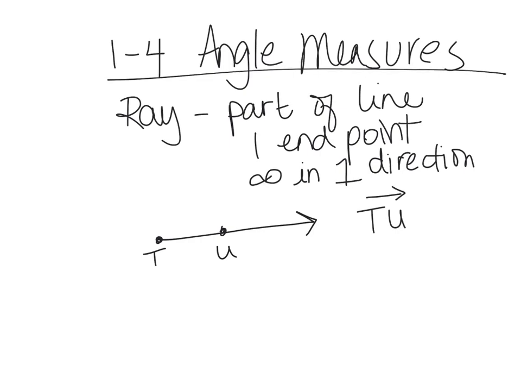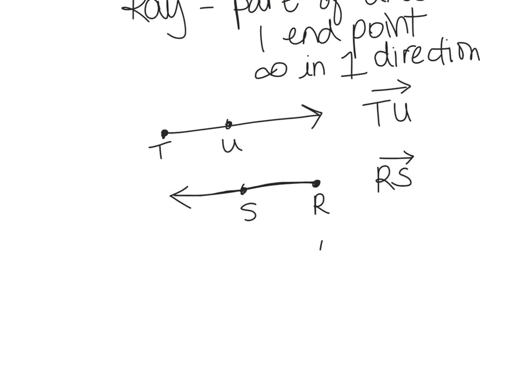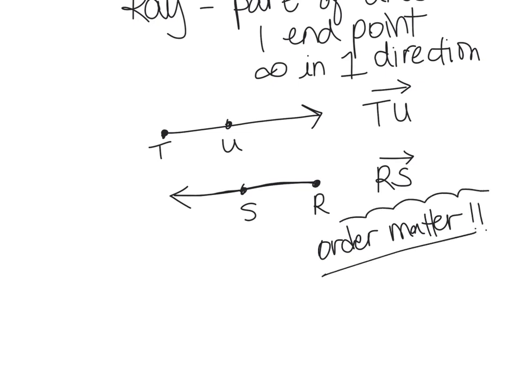And then you have to have your endpoint first, and then the direction you're going to, and the arrow always faces this direction. So for example, if I gave you this ray, this would be ray RS. Obviously I started at the endpoint and went in the S direction. So the order matters. The order is really important. You always have to put the endpoint first when you're talking about a ray, no matter what direction it goes in.